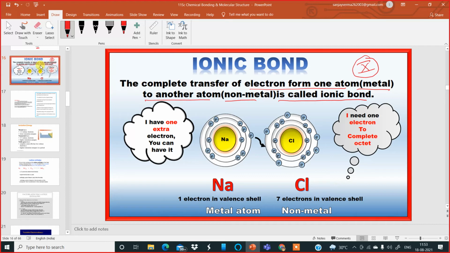You have learned the formation of ionic bond between sodium and chlorine atoms to form the sodium chloride molecule. Now this sodium has one extra electron, and this chlorine needs one electron to complete the octet. So they transfer: the metallic atom transfers the electron to the non-metallic atom to complete its octet. After losing one electron, its octet is complete in the inner subshell. So that is how we understand ionic bond.